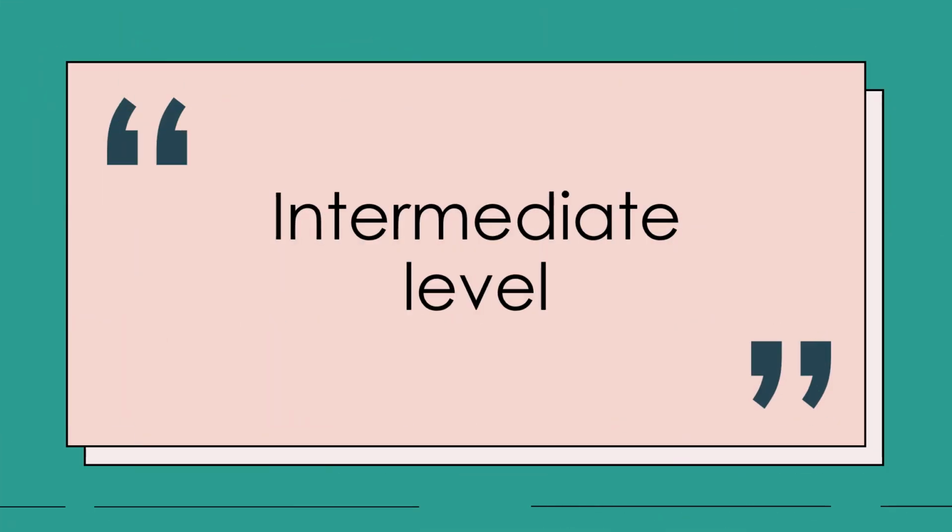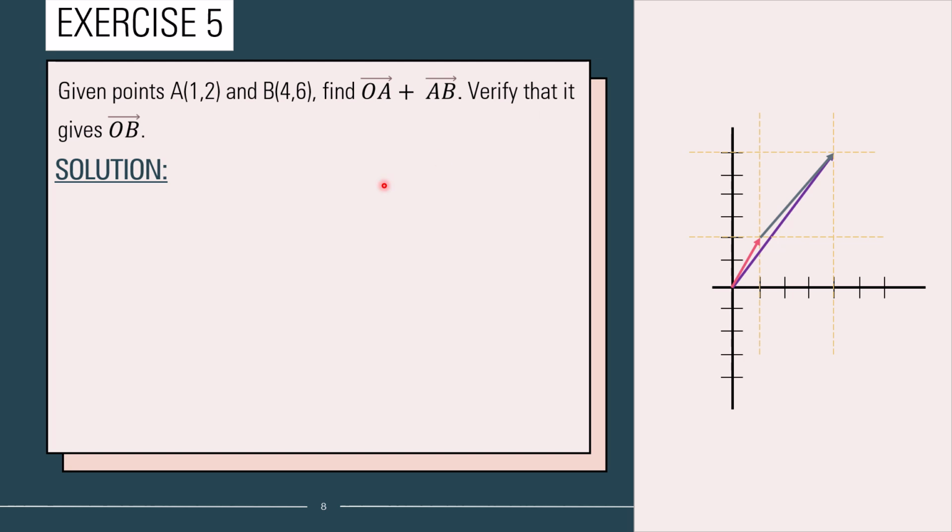Okay, now we will just increase the scale of our questions, just going to intermediate level of questions. Given points A (1, 2) and B (4, 6). So first draw A (1, 2). Okay, so this red one is A, 1 on the x-axis and 2 on the y-axis. B (4, 6), so it will be 4 and 6. So that's the second vector from the origin to the purple one. Okay, that's B. Find OA plus AB. So OA, which is the red one, and AB, which is the resultant.